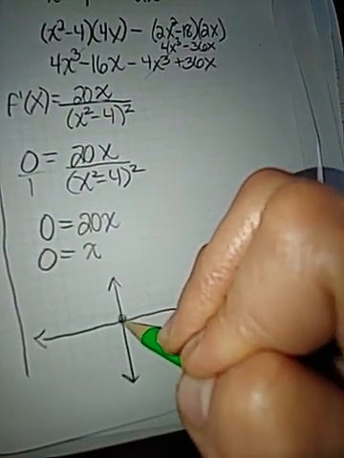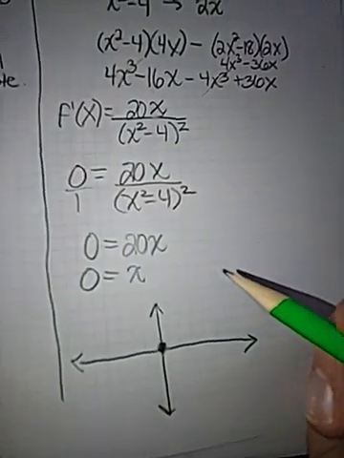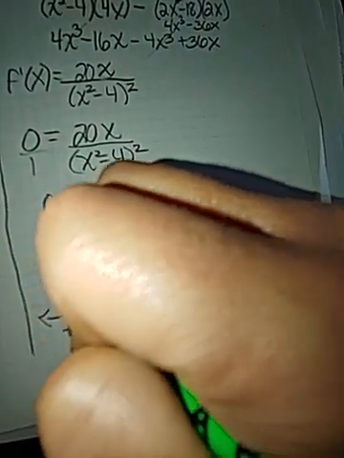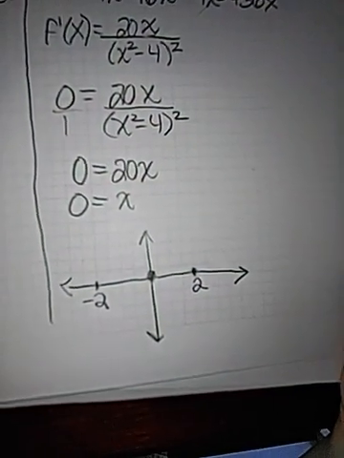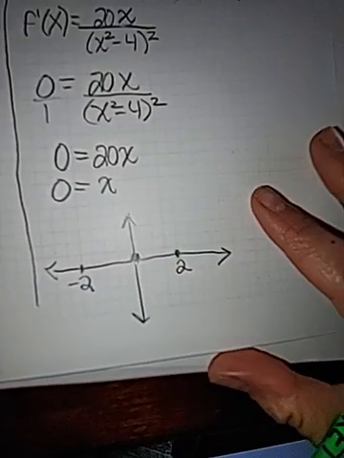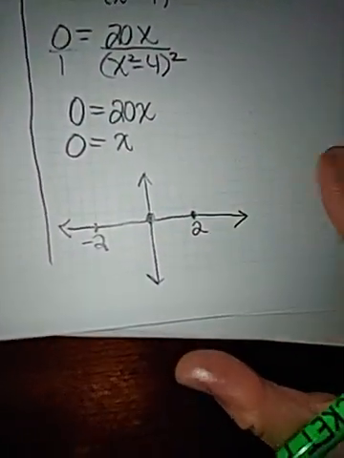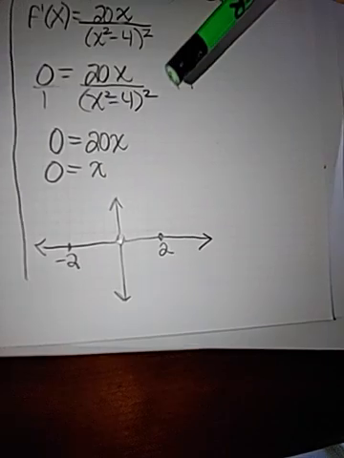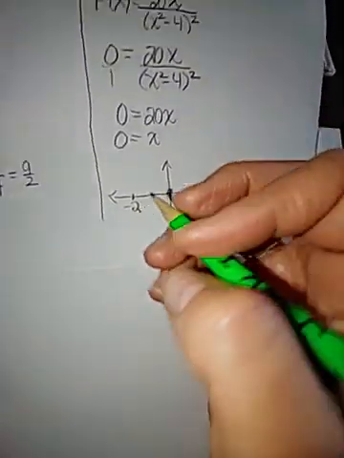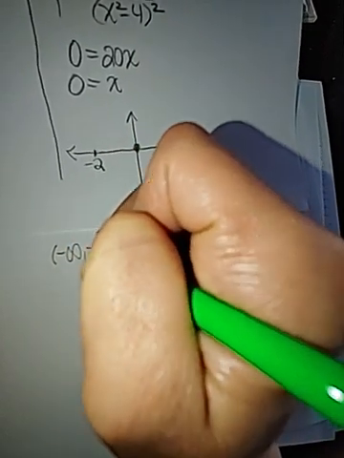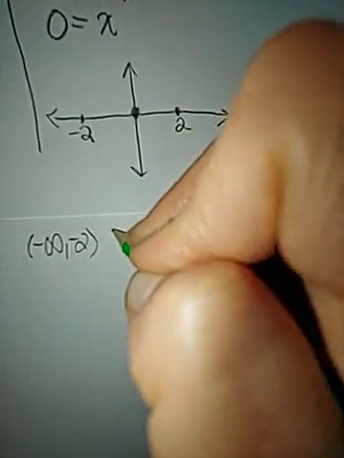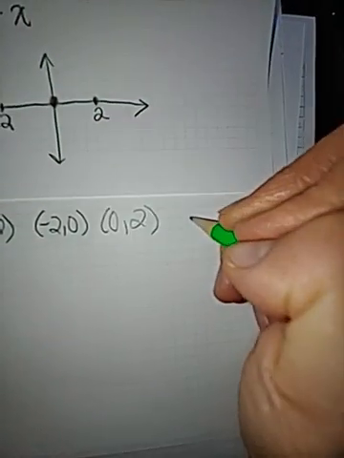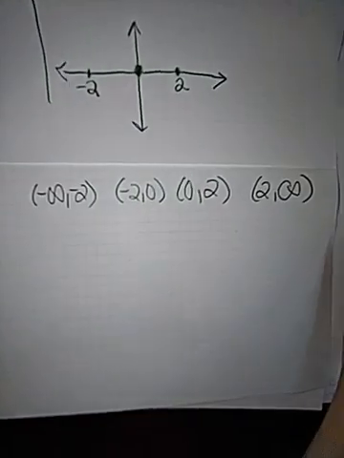So I'm going to put 0 on my interval. And if you remember when we talked about rational functions before, we also have to put our asymptotes on the graph too. So that's 2 and -2. So I'm going to be testing 4 sections of this interval. So I'm testing -infinity to -2, -2 to 0, 0 to 2, and 2 to infinity.